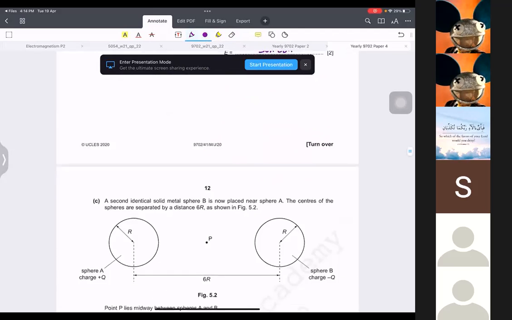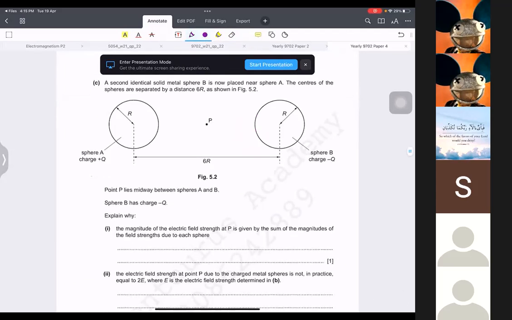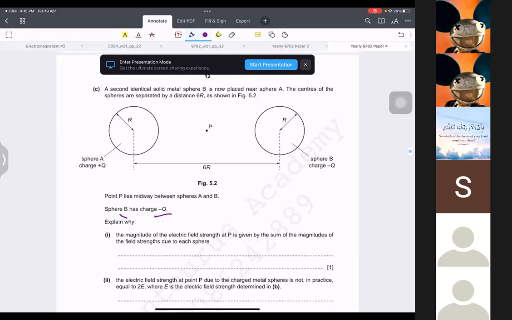All right. Okay. Then you have the second charge. Explain why the magnitude of electric field strength at P is given by the sum of magnitudes of electric field strength due to each sphere. Okay. First of all, I would like to tell you that charge V is minus Q. This would mean actually that they are oppositely charged. Yeah, they are oppositely charged.